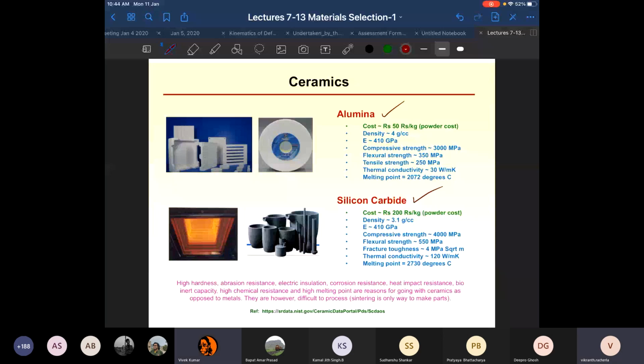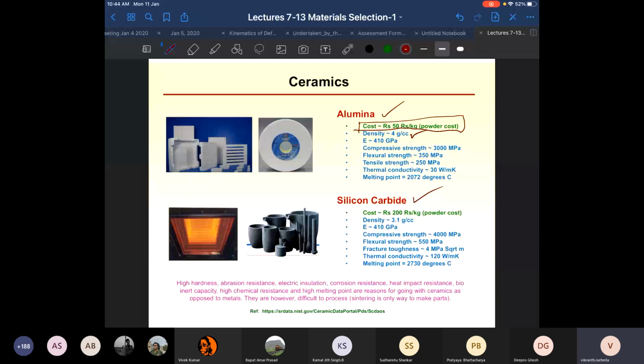It's cheap. Because it has decent cost-effective properties and it is cheap. Okay, so alumina happens to be like the cheapest of the ceramics. As you can see, I have put the cost over here. It costs about 50 rupees per kg, and it also has a relatively low density. Okay, so it happens to be the most widely used ceramic.